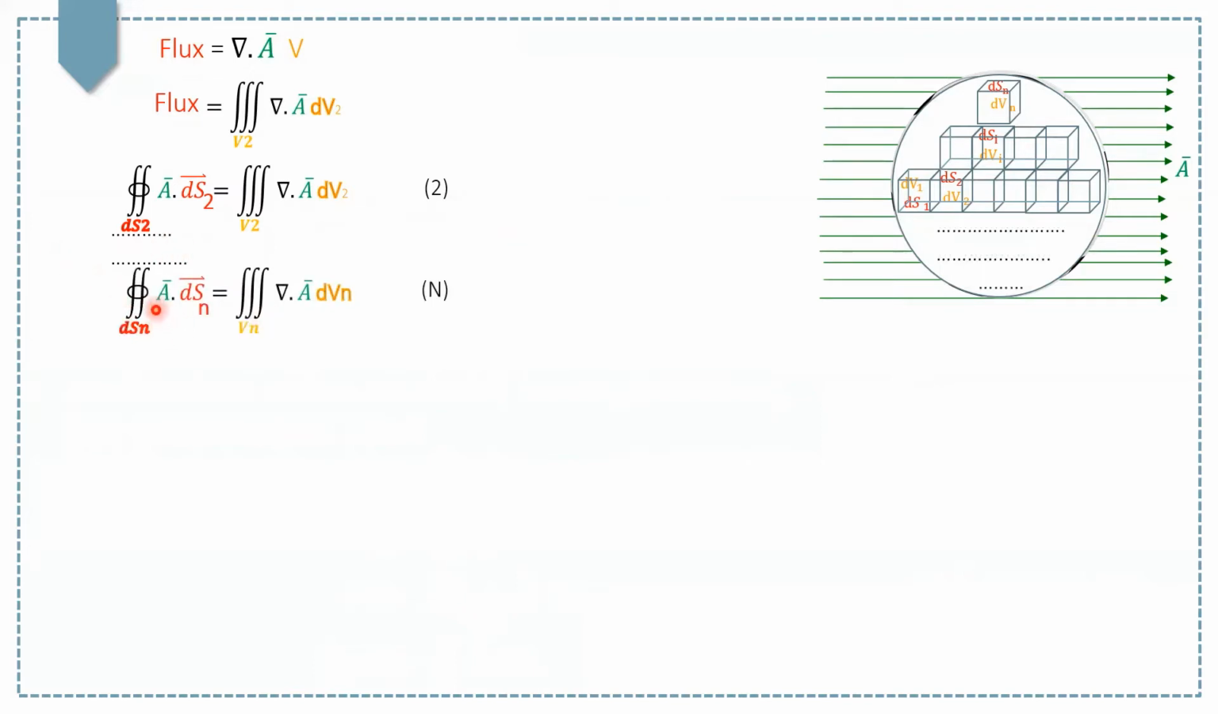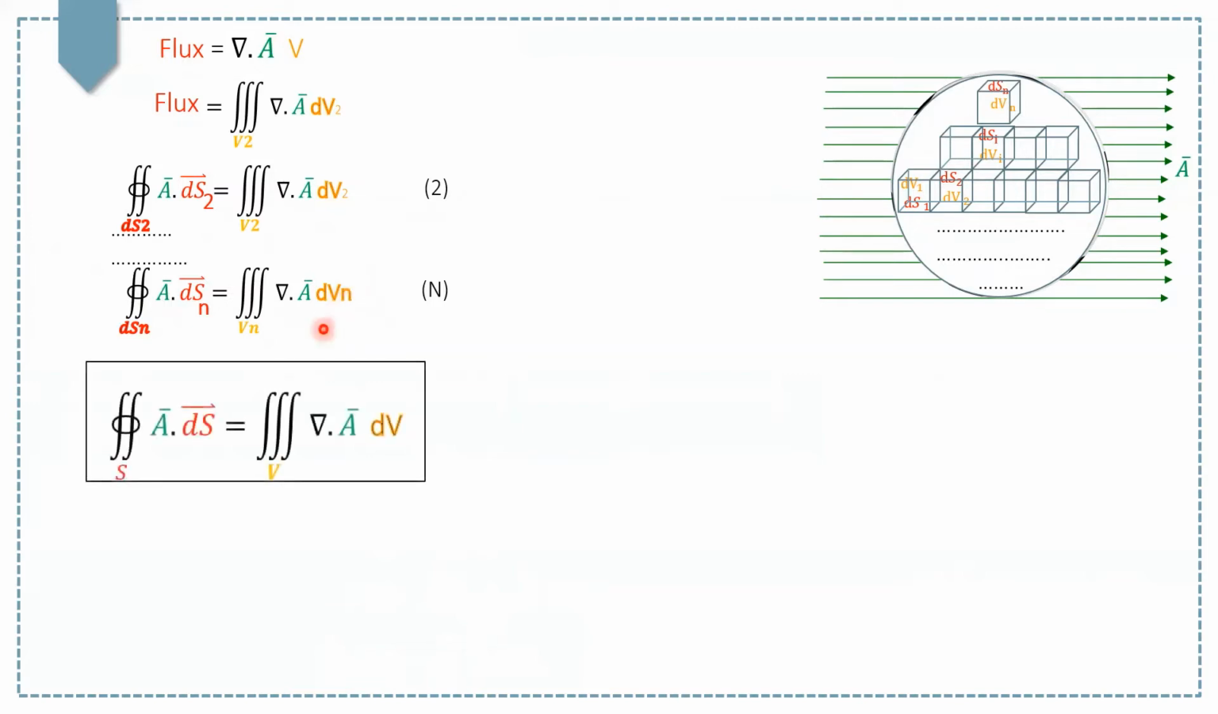Finally, we get the same equation: the closed surface integral over dSn of A dot dSn is equal to the volume integral of divergence of A dVn. Now, summing all the equations, we finally get the following form: the closed surface integral of A dot dS is equal to the volume integral of divergence of A dV. This equation is nothing but the Gauss divergence theorem equation.